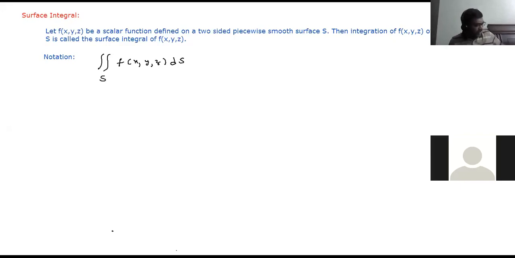Whereas if you are taking a cuboid, here there is no change in the direction, but from here to here there is a sudden change in the direction. Therefore, this is a piecewise smooth surface. It is composed of finitely many smooth surfaces. This is an example of a piecewise smooth surface.